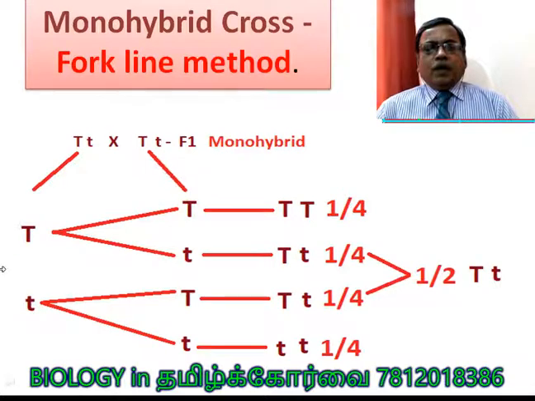Here you see capital T, small t crossed with this, the F1 plant. Imagine this is the F1 female and this is the F1 male. With respect to the female, capital T and small t are going to be fertilized, and the male, small t and capital T are going to fertilize. So we will be getting 1/4, 1/4, 1/4. These two are the heterozygous tall plants, so it is 1/2, and small t 1/4. This is called the fork-line method.